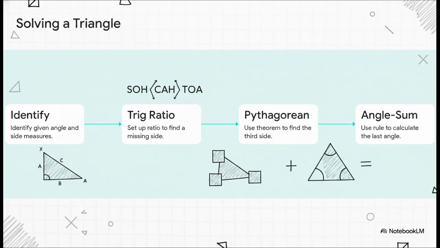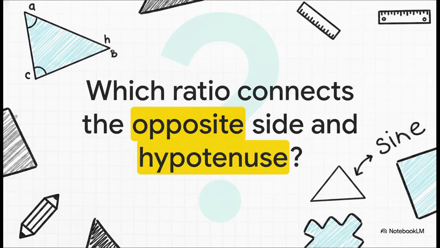With your sides fully complete, just use that angle sum rule to easily snag the last missing angle. It perfectly weaves together our algebraic and geometric tools. Let's actually put this chain reaction into practice, shall we? I want you to pause the explainer right here, maybe grab a pencil, and test your toolkit.